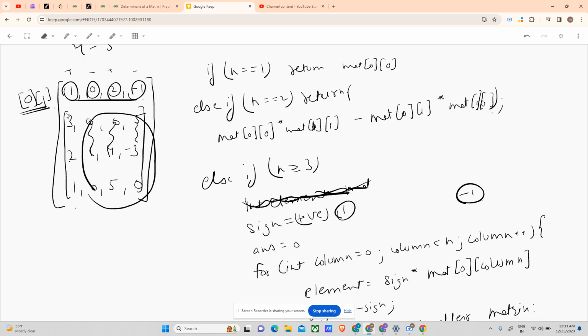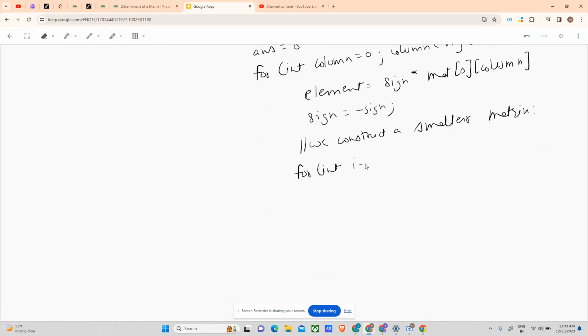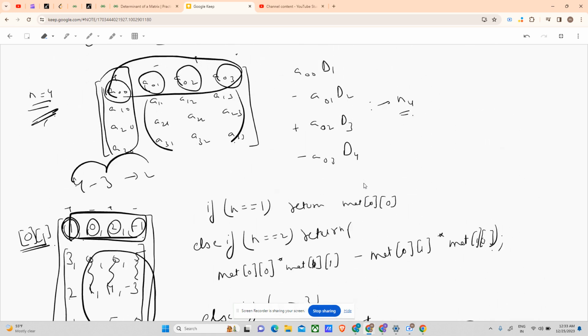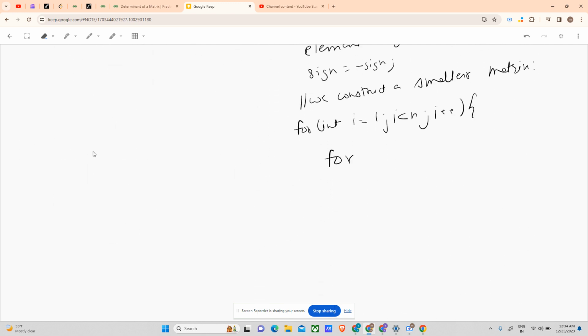So you can observe in all the cases the row is starting from 1 only. Row is not starting from 0 because 0 is always the hidden row. So we have to start our row from int i equals 1, i goes up till n, i plus plus, and the column will start from 0 because in the case of 0, the column is starting from 0. In the case of 2 also, in the case of minus 1 also. So we have to start the column from 0.